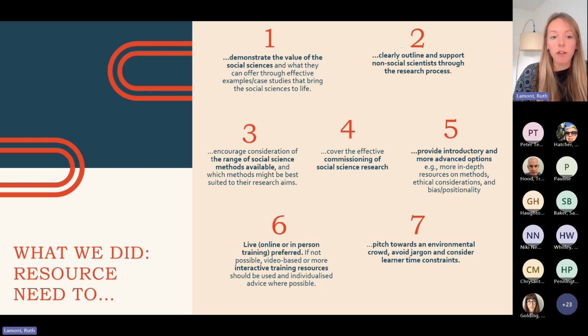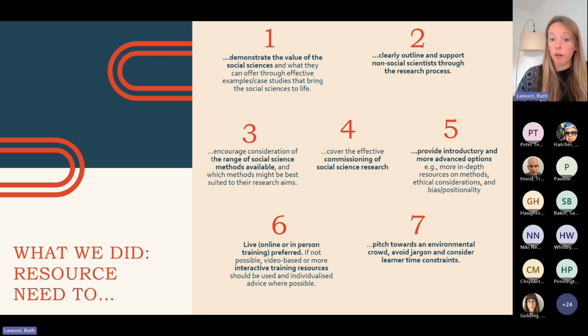Number three was encouraging consideration of a range of social science methods available. I've said this before, accepting that it's not just surveys as the only option. Number four, our resources should cover the effective commissioning of social science research. I don't feel like we were able to do this with existing resources, to be honest. But it's about providing support for those that aren't social scientists to know if they've commissioned well, if they're going to get the support they need and what they're looking for. I think we could definitely provide that as a future resource.